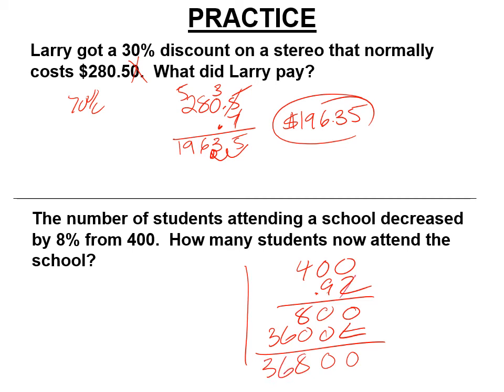I was sloppy as a student. I'm not that neat now. All right, so now there are 8% fewer students there. There are 368 students now.